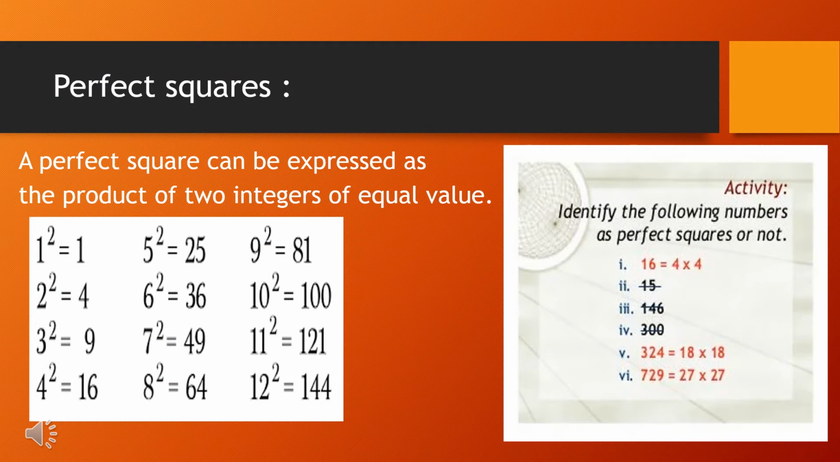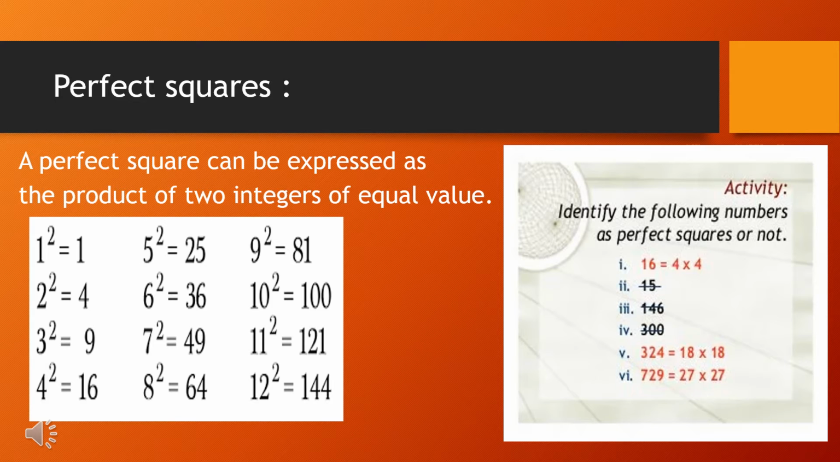Now we will learn what are perfect squares. A perfect square can be expressed as a product of two integers of equal value. For a number to be a perfect square, the two integers which are multiplied should be of equal value, means that they should be same.